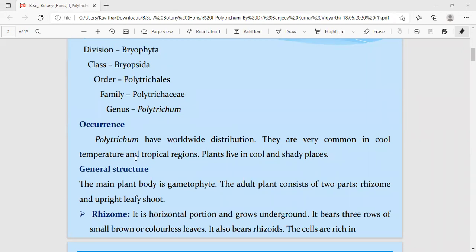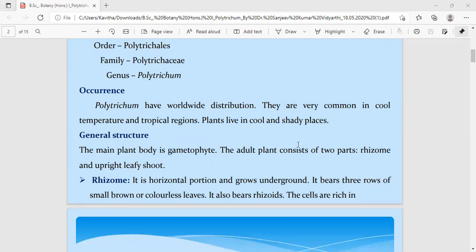Polytrichum has a worldwide distribution. It is observed in all parts of the world, growing in cool and shady places. Now, when we talk about the general structure, that is how the plant body is, here also the dominant phase of the plant is the gametophyte. We already discussed this in the general characters. The adult plant body is the gametophyte, and Polytrichum is also a gametophyte.